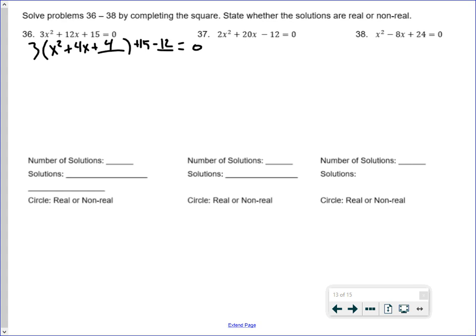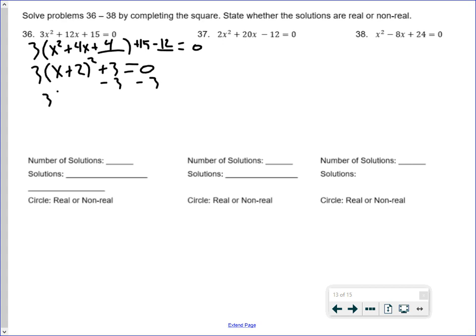So we end up getting 3. You can factor this out to x plus 2, all that squared, plus 15 minus 12, which is positive 3. All of that equals 0. And we're going to say whether the solutions are real or not. We're going to go ahead and solve it. Minus 3 over.